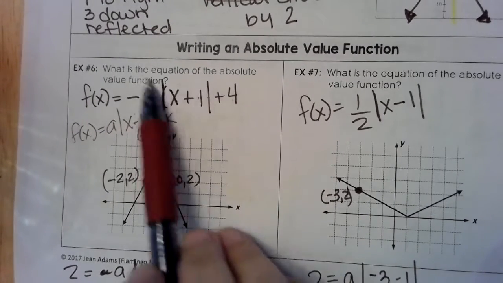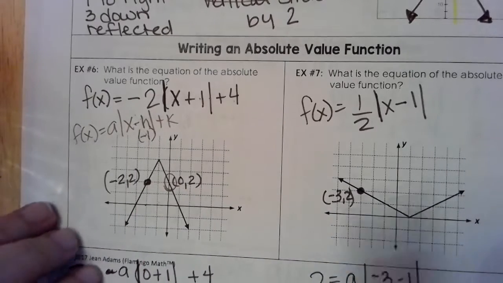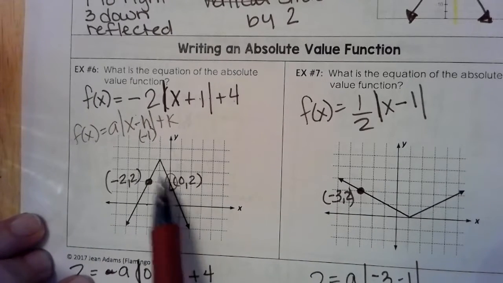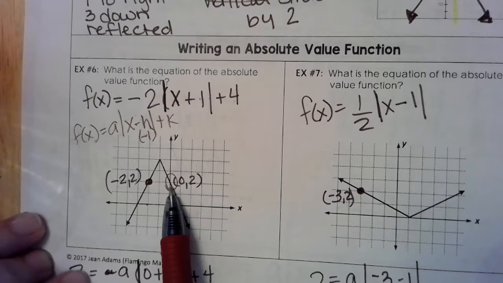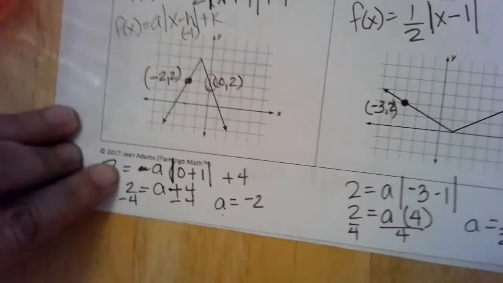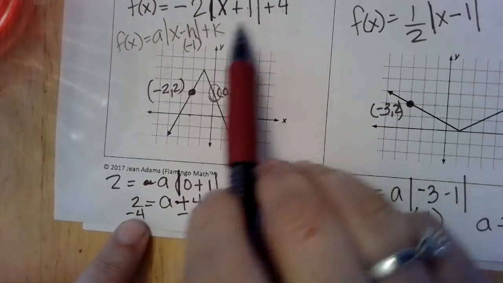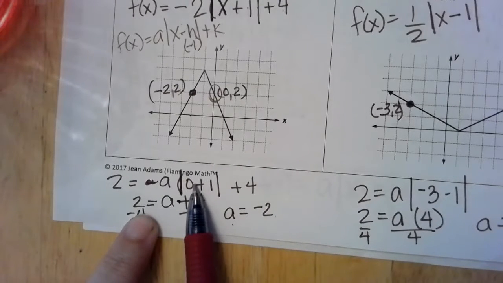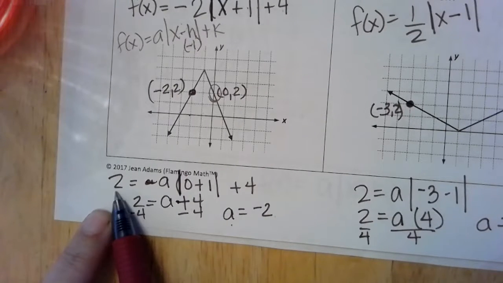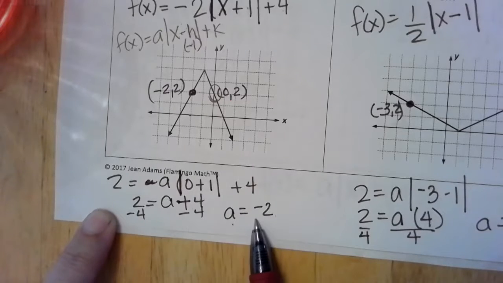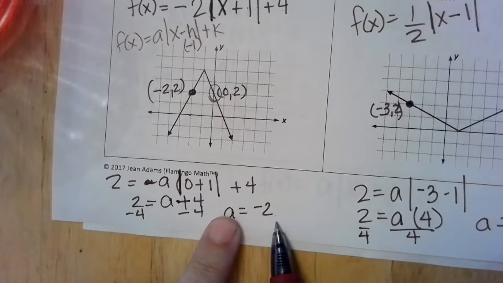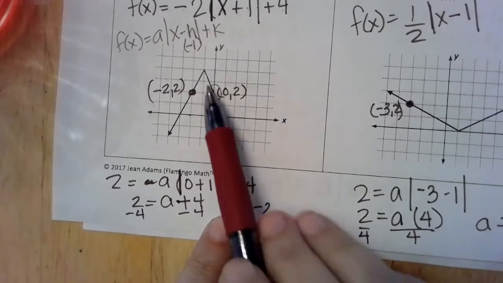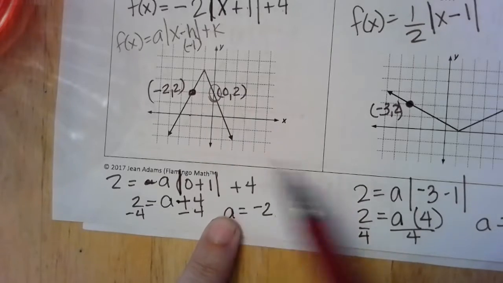To get the a value, we actually have to choose a point outside of the vertex. So I can choose 0, 2, and we plug them into what we already know. We know the +1, we know the +4, so we can put 0 in where x was, 2 in where y was, and then we can solve for a. And that gives us what our a value would be. And we know it should be negative because it was upside down.